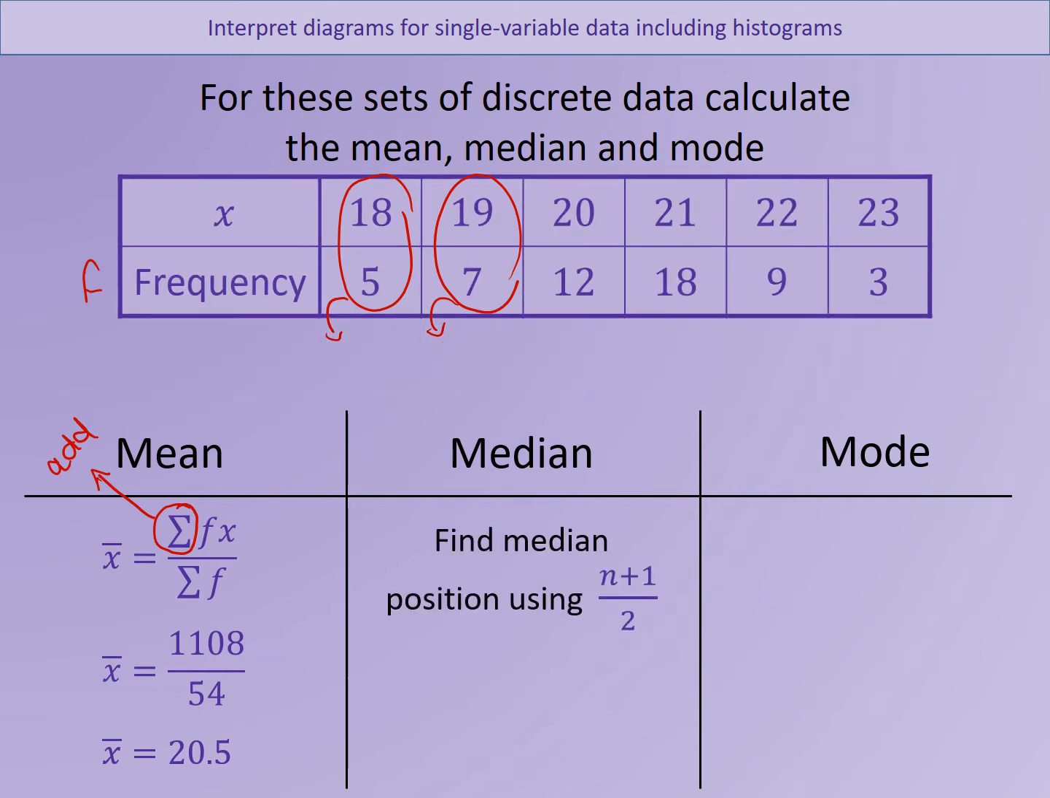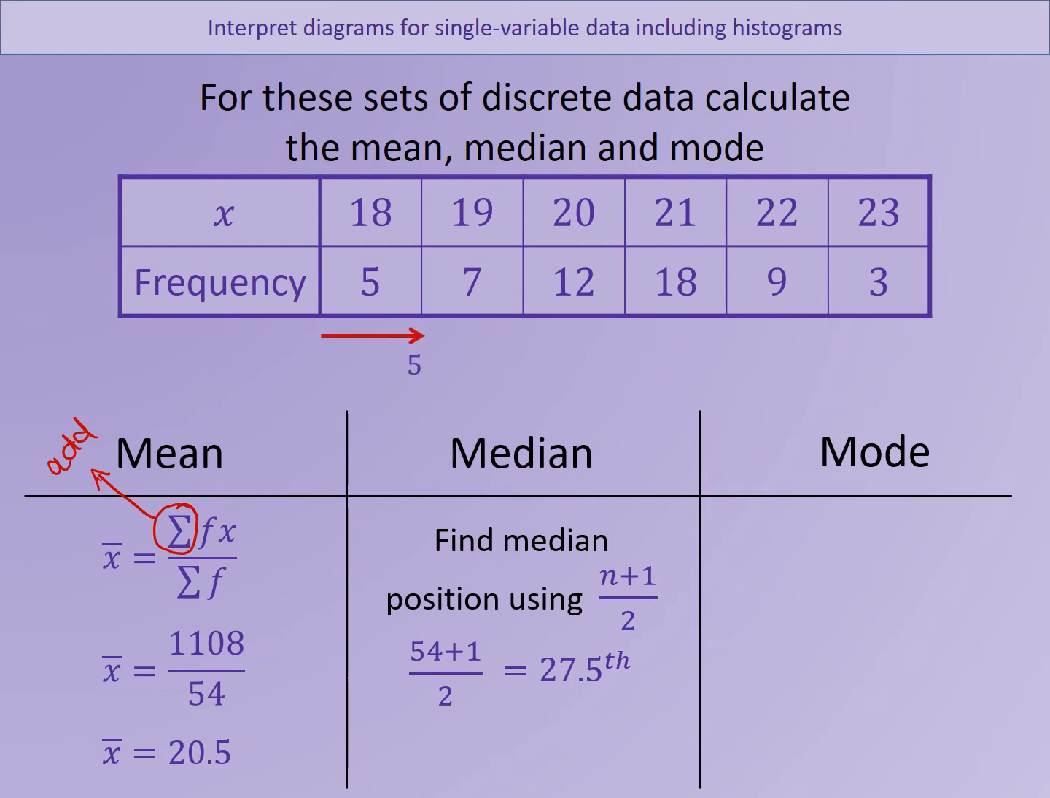For the median, I'm going to use that same formula that we used on the last slide. So we've got n plus 1 divided by 2. There are 54 pieces of data we found out from the previous question on the mean, and so using this formula, the position of the median will be n plus 1 divided by 2, so the 27.5th piece of data.